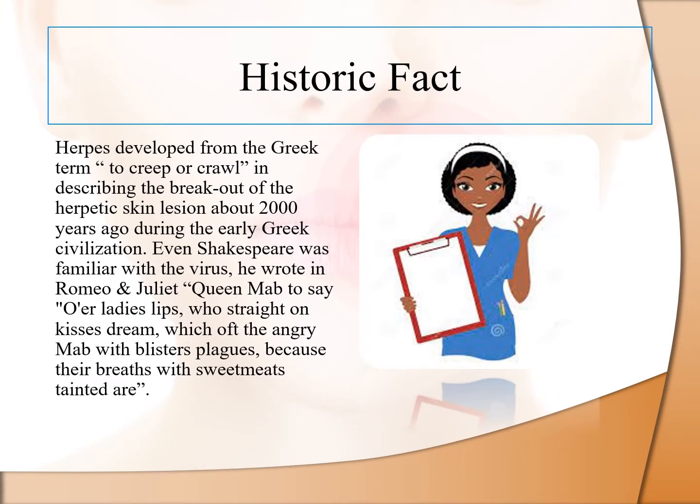And here's just some historic facts. Believe it or not, herpes developed from the Greek term to creep or crawl, and described the breakout of the herpetic skin lesion about 2,000 years ago during the early Greek civilization. I also found out even Shakespeare was familiar with this virus. He actually added it to one of his quotes in the Romeo and Juliet scenes. I am not going to attempt to say the quote because those terms look a little bit difficult.